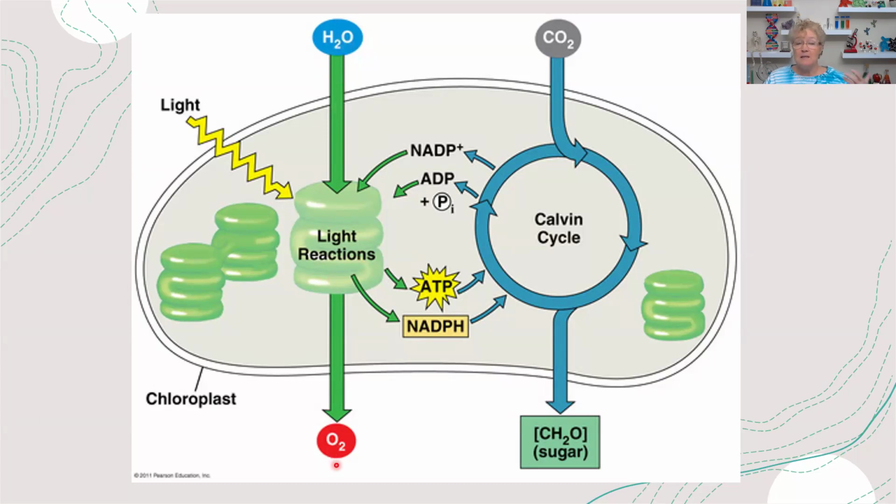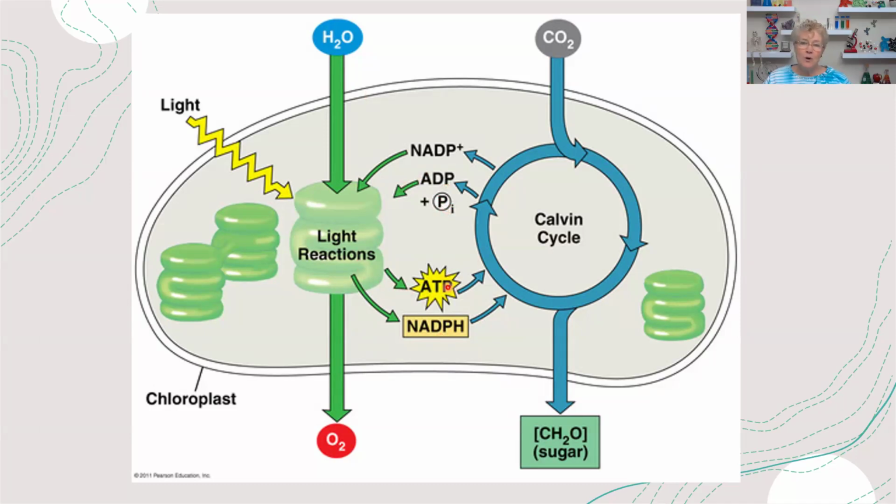It's a lucky thing, because organisms like us that need oxygen are able to breathe in the oxygen that plants put out there. That hydrogen in the light reaction is added to this NADP right there. Once the hydrogen's on it, it's called NADPH, for hydrogen. This ADP, adenosine diphosphate, and a loose phosphate are added together to make ATP.